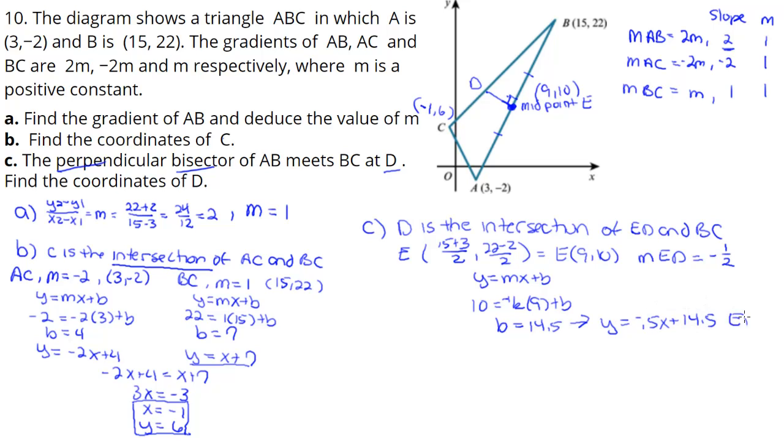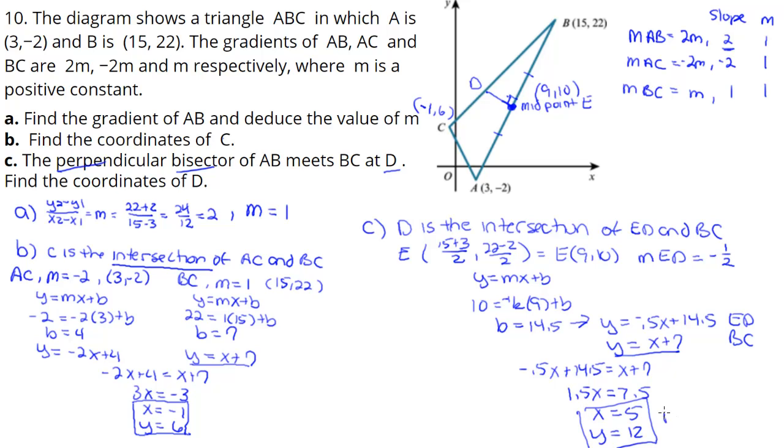Now that's ED. We already know the equation for BC. We figured that out a little while ago. That's y equals x plus 7. So when I solve these two simultaneously, I'm going to get 1.5x is equal to 7.5, and then x is going to equal 5. And when I substitute that back into this equation here, I find out that y has got to equal 12. So that makes point D 5, 12.